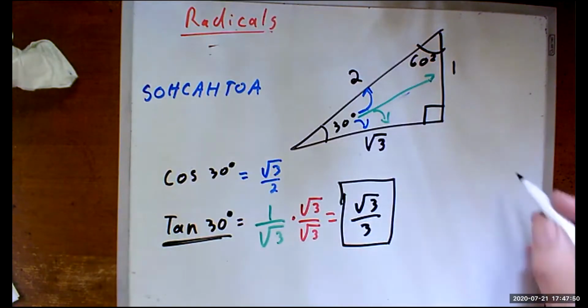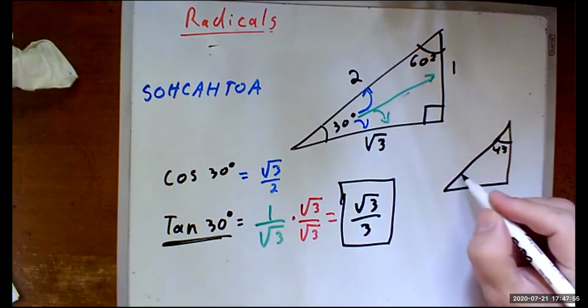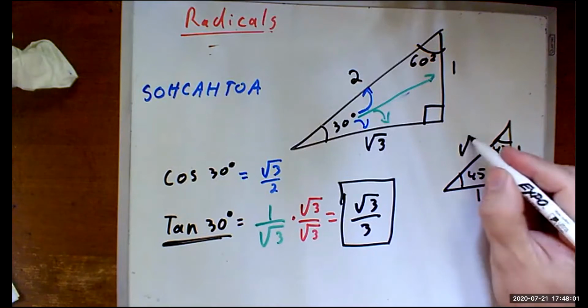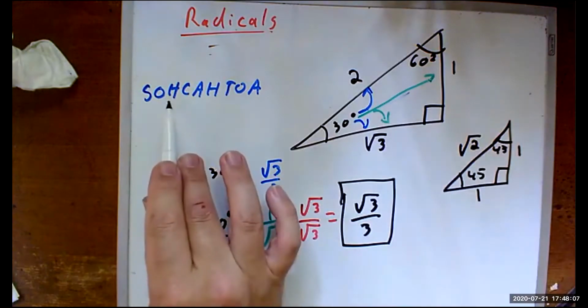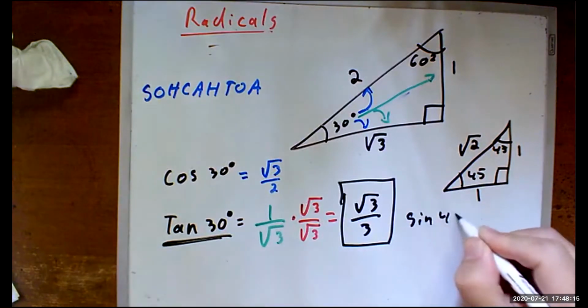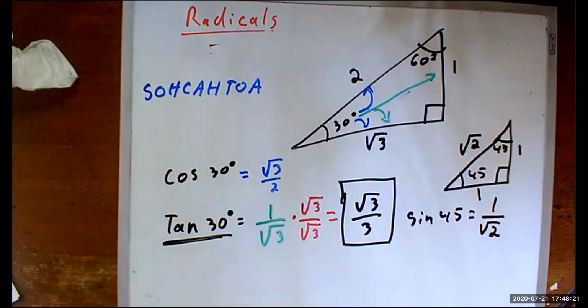Okay, and the same thing holds with your other special triangle, your 45-45 triangle, where that's 1, and that's the square root of 2. That's your hypotenuse, which means that for the sine of 45 and for the cosine of 45, you would end up with your radical on the bottom, like that, and that's not how we want it. In the end, how we want it should be root 2 over 2.